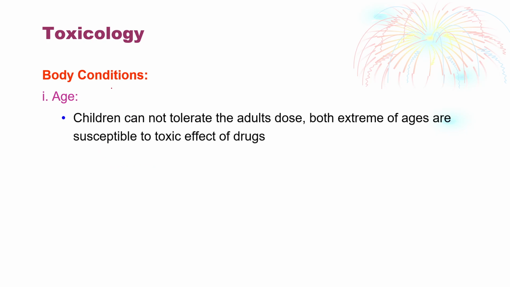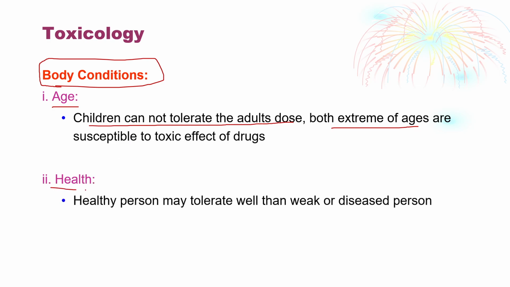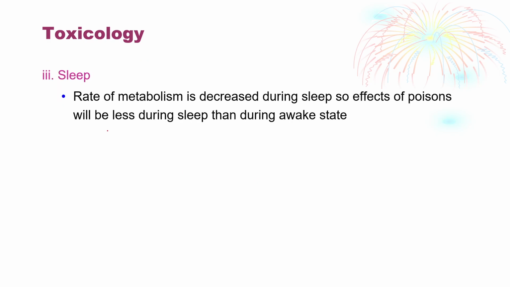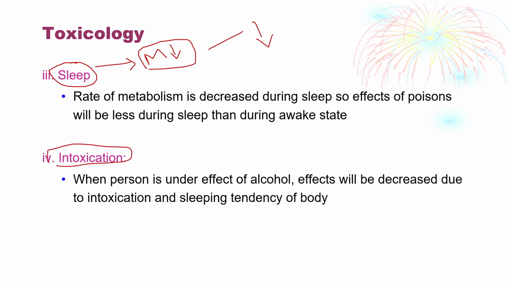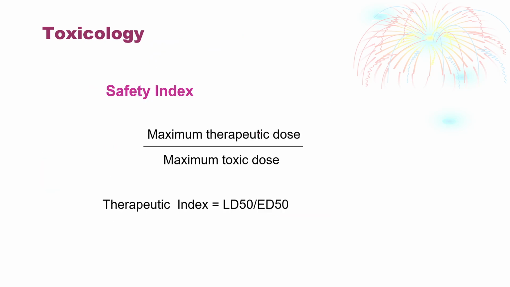Then we talk about the body condition. This is a very important factor that affects the poison action. That is the age. We talked about that. A child who is not able to tolerate the adult dose, or a person of extreme age, is highly susceptible to such types of poison. A healthy person is able to tolerate the poison much better than a weak or diseased person. Next is sleep. If a person is sleeping, the metabolism rate becomes very low, so at that time the poison effect will decrease. Similarly, if a person has been intoxicated, intoxication also leads to a sleeping tendency. Whenever the sleeping tendency is there, absorption of the poison will be delayed.